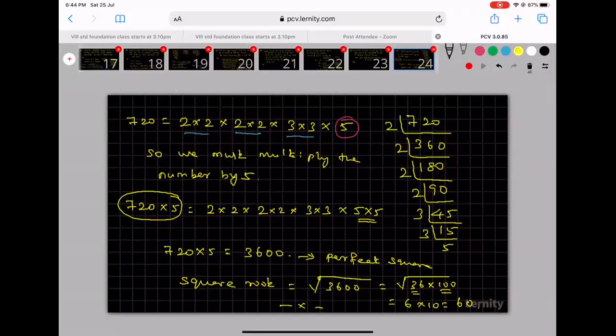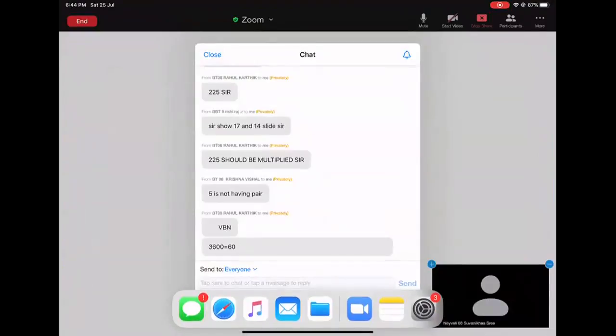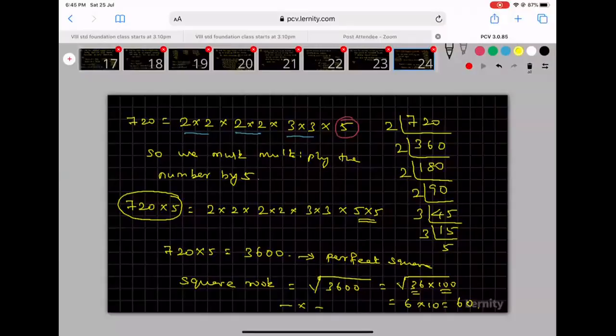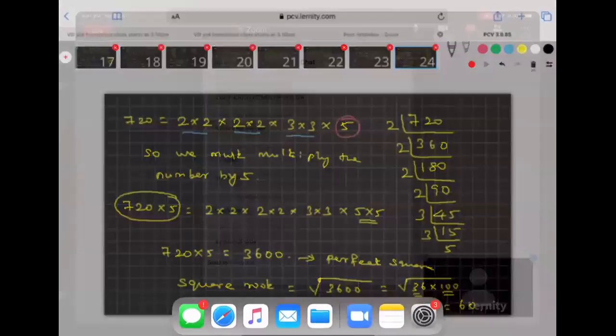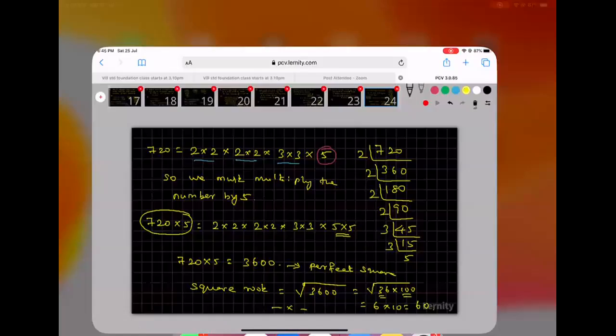Okay. Now you see here. Any doubts? Any doubts? There is no doubt, na sir. Okay. Sir, Ranjit sir. Hello sir. Show 14th and 17th.